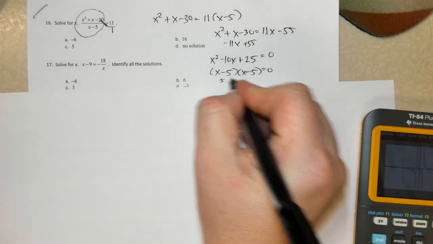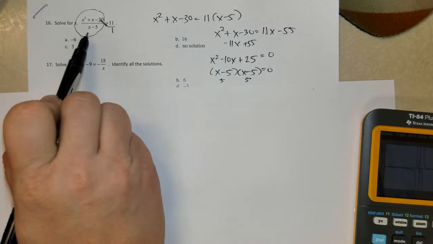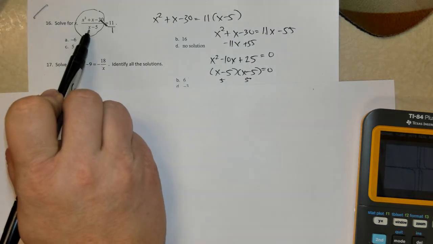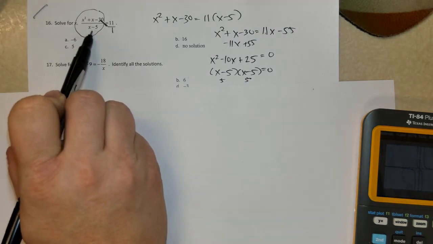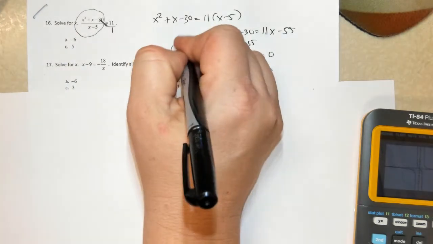So what would make it a 0? 5. Come back though, it cannot be 5 because 5 would be an extraneous solution. So in this case, no solution.